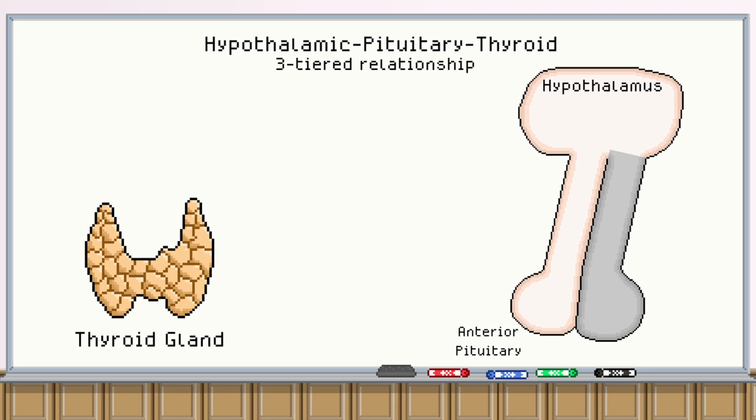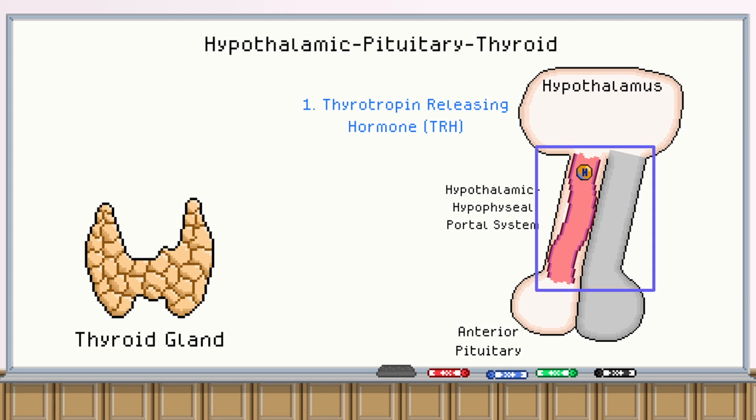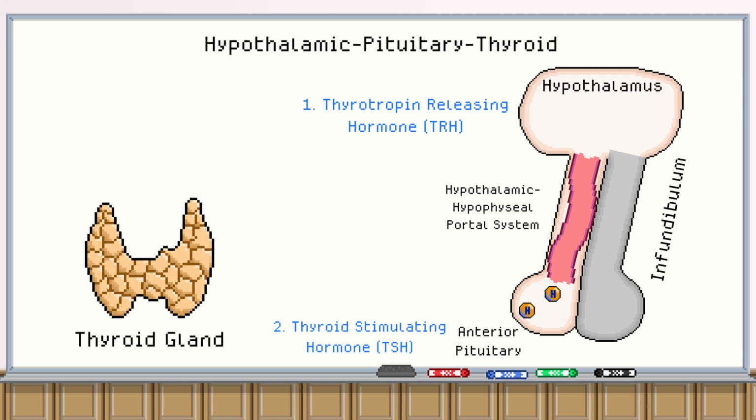So, in the hypothalamic-pituitary thyroid axis, the hypothalamus first releases thyrotropin-releasing hormone, or TRH, into the bloodstream. This particular part of the bloodstream has a fancy name, which is the hypothalamic-hypophyseal portal system. It's basically a network of blood vessels that transports the hormones down this stalk, which is known as the infundibulum, to the anterior pituitary.